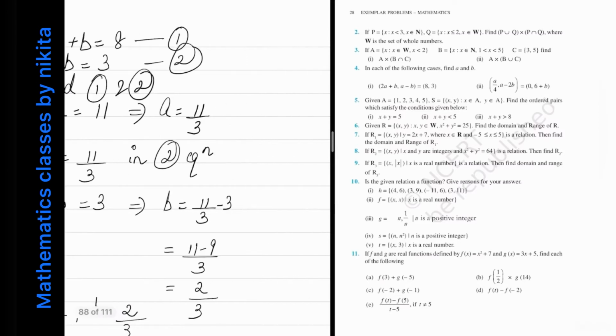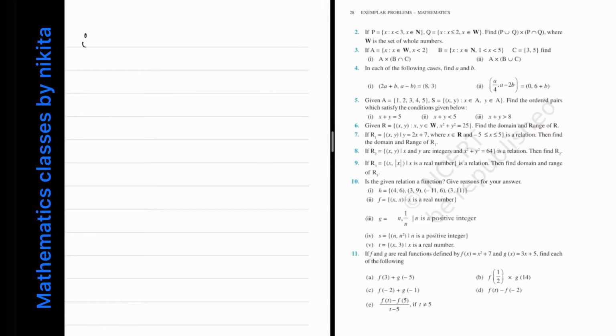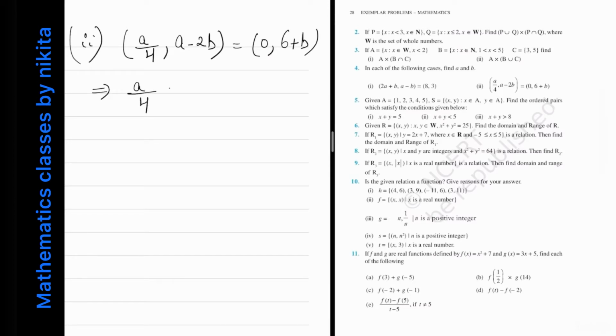Okay? Now in the second part it is given that a by 4 comma a minus 2b is equal to 0 comma 6 plus b. So again these two ordered pairs are equal, so their corresponding elements are equal. So a by 4 is equal to 0 and a minus 2b is equal to 6 plus b. Now a by 4 is equal to 0, so a is equal to 0 into 4, which is equal to 0. So a is equal to 0.